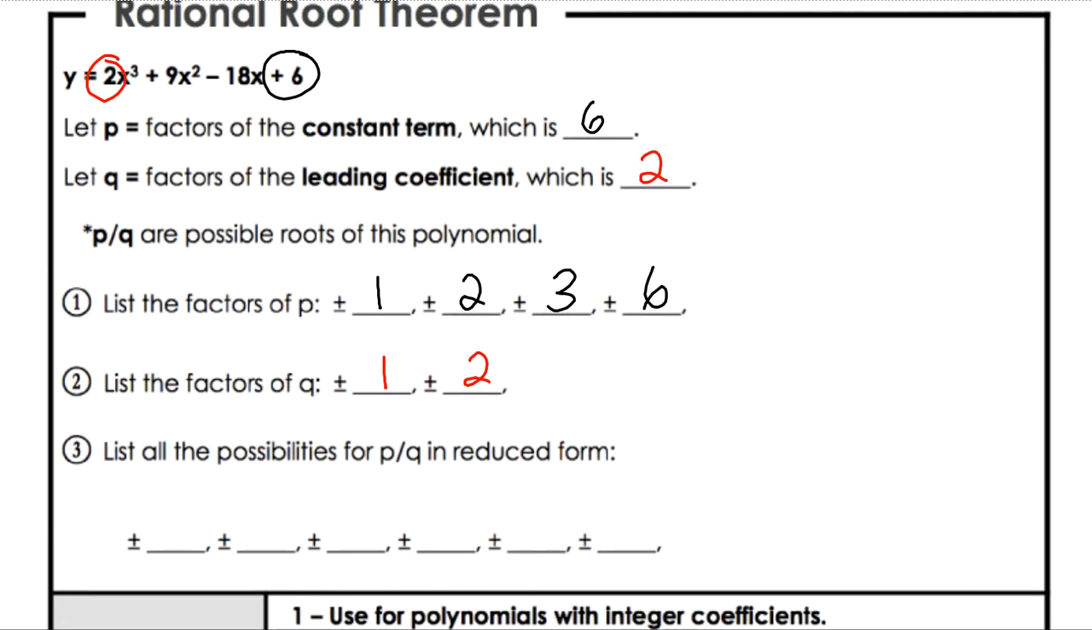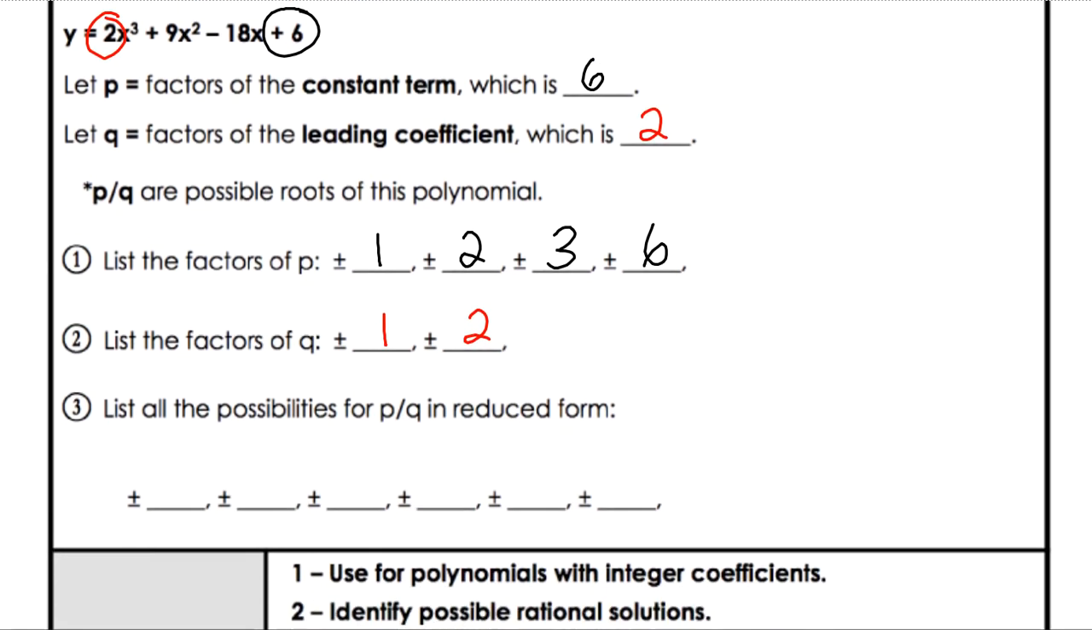And what the rational root theorem allows us to do is then combine those and list out all the possibilities for p divided by q. So in other words, we're going to take all the values of p and divide it by the factors of q. So we're going to take 1, 2, 3, and 6 and divide it by 1, by 2, and do it for each one. So starting with the first one, we have 1 divided by 1, that's 1, and 1 divided by 2, that's a half. And then we start with 2. 2 divided by 1 is 2. 2 divided by 2 is 1. We've already written that one down, so I don't need to write it again.